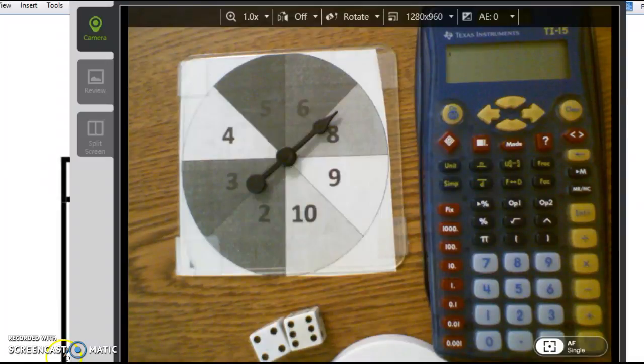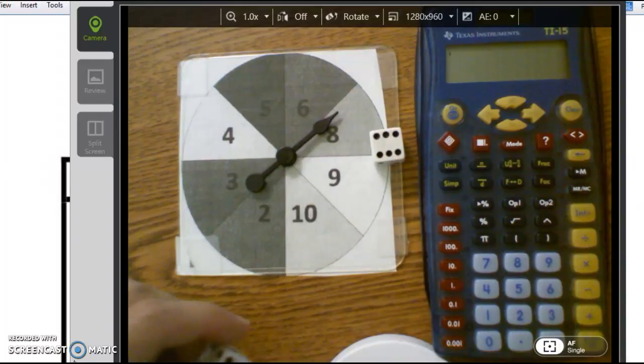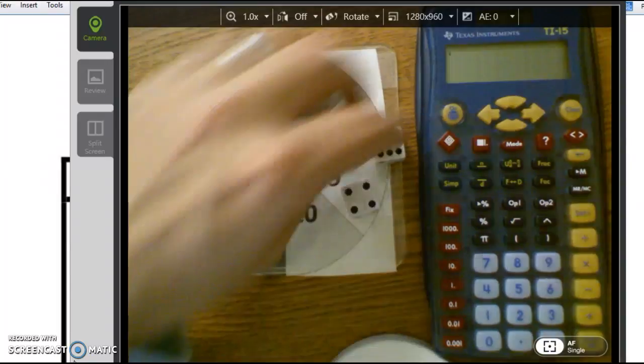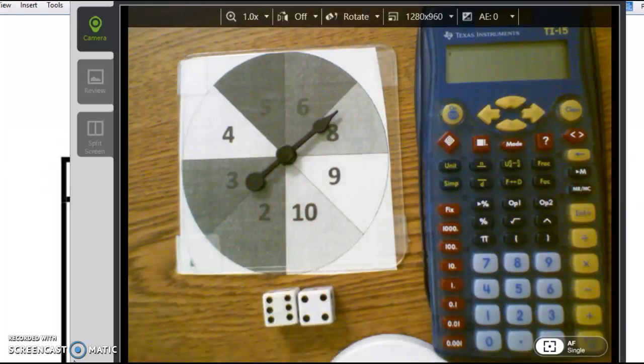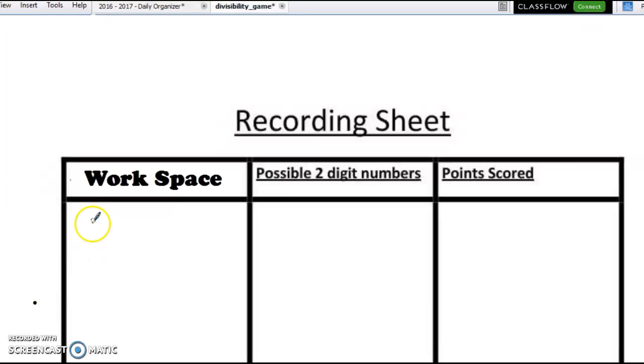The first thing I need to do is roll the dice. I rolled a 6 and a 4, which means the largest number I'm going to divide is 64. Before I do anything else, I'm going to write that down on my sheet and plug it into the calculator, because again, 64 will be the number I am checking. Is it divisible by another number? Plug 64 into my calculator and write it down on my workspace.